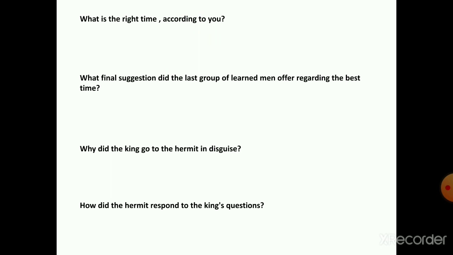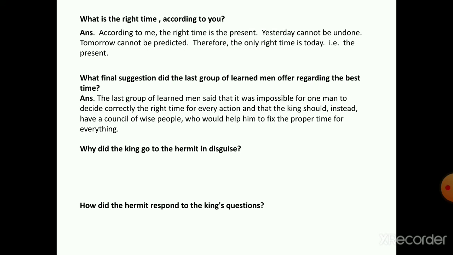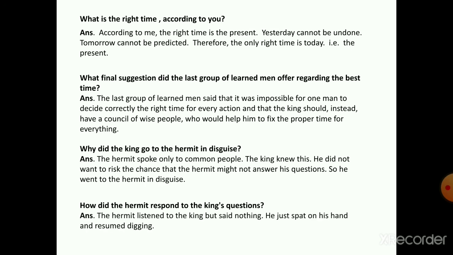Now let's do the margin questions. First one is, what is the right time according to you? According to me, the right time is the present. Yesterday cannot be undone, tomorrow cannot be predicted, therefore the only right time is today, that is present. Next question, what final suggestion did the last group of learned men offer regarding the best time?